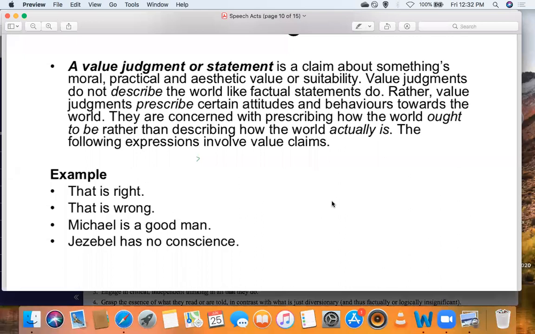Okay, so these are examples of value statements, and you can see that they are talking about what people accept, what people don't accept, what people see as the ideal, and what people see as a disobedience of the ideal. So all of them are described as values. This is right, this is wrong. Michael is a good man, Jezebel has no conscience, and all that.